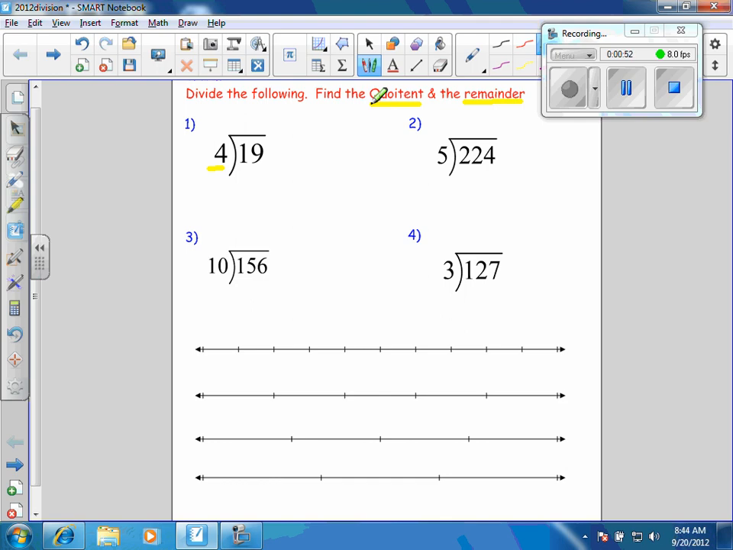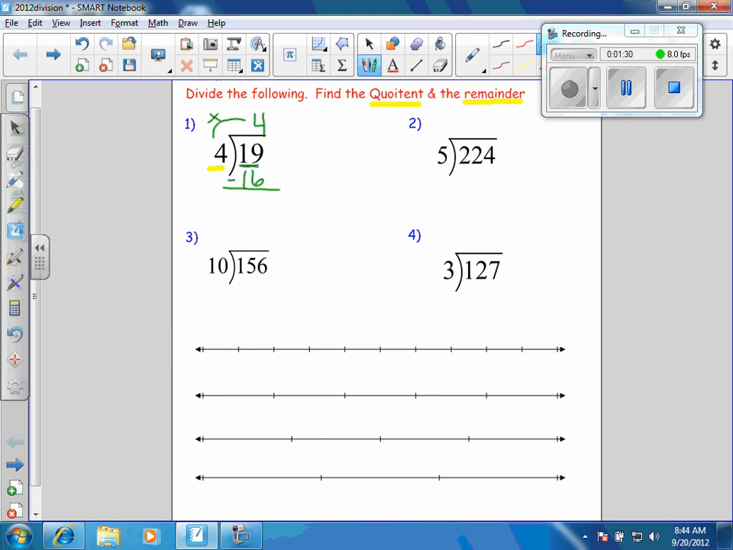4, right? Since 4 doesn't go into 1, you don't put anything above the 1. You then see if it goes into the 19. Since it goes into 19 4 times, like Nick's saying, that's the divide. And then you multiply. You're going to multiply this times this. What do you get when you multiply 4 times 4? 16, right, Andy? So you're going to put 16 under the 19.